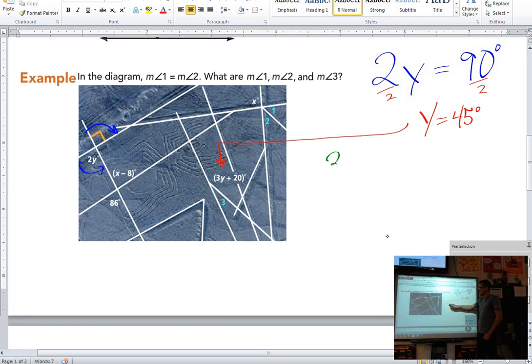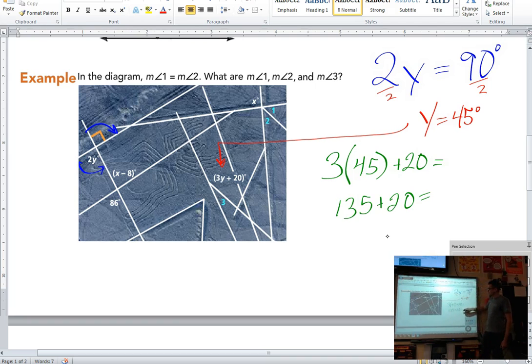Well, just set it up. 3 times, what is this called when I put something in for something else? Also, if you're at a restaurant and you say, I don't want beans, I'd rather have mac and cheese, it starts with an S. We are substituting. So I plug in the 45 where I had the y, then plus 20. So 3 times 45, well, we already know 2 times 45 is 90. So add 45 more, and we get 135 plus 20, and this will equal 155.